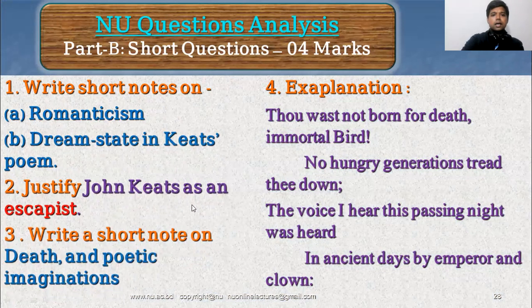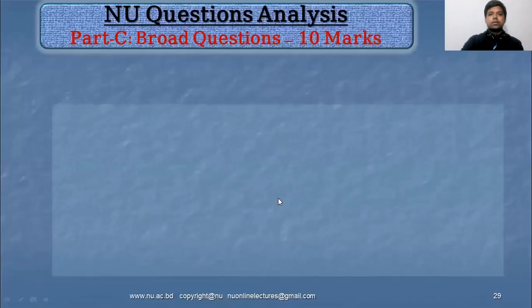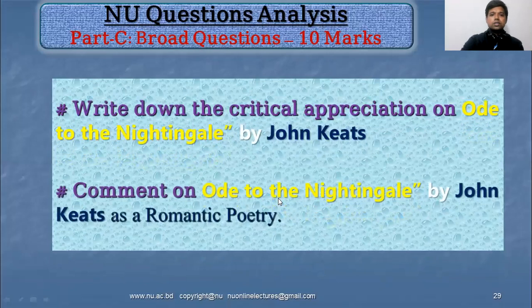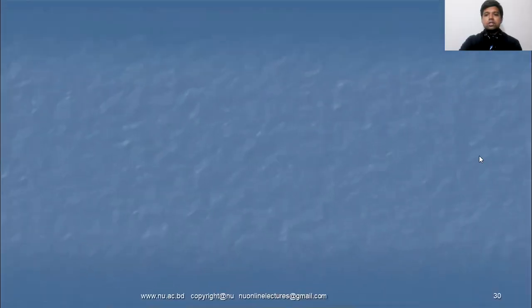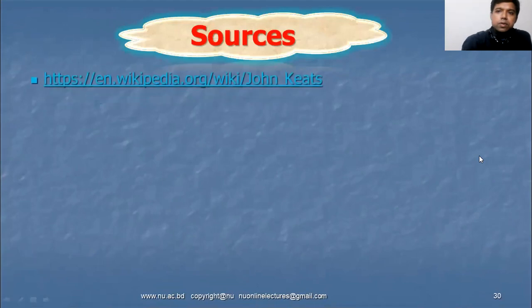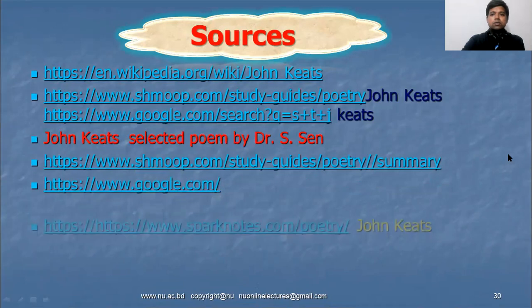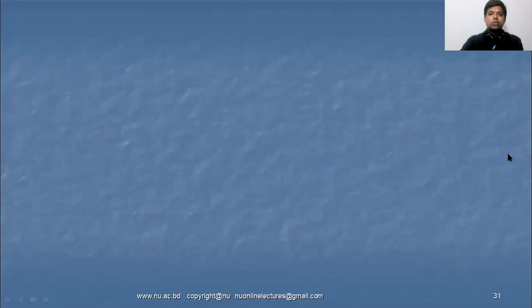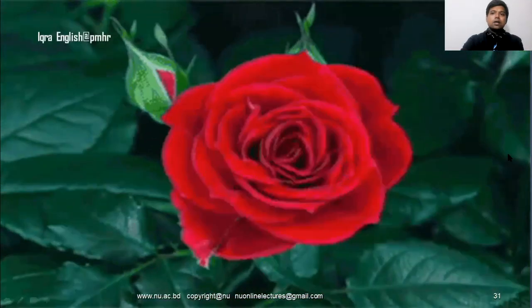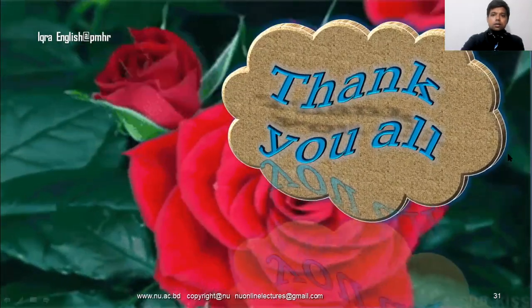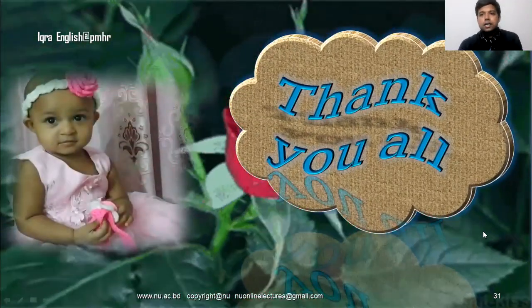Justify John Keats as an escapist and romanticism, and this is the line for explanation. So this is the broad question, it is a very important broad question: the critical appreciation of the poem and comment on Ode to a Nightingale as romantic poetry. In my previous classes I discussed the characteristics of romantic poetry. You should know the main characteristics. I showed you the slides of sources that I am using.